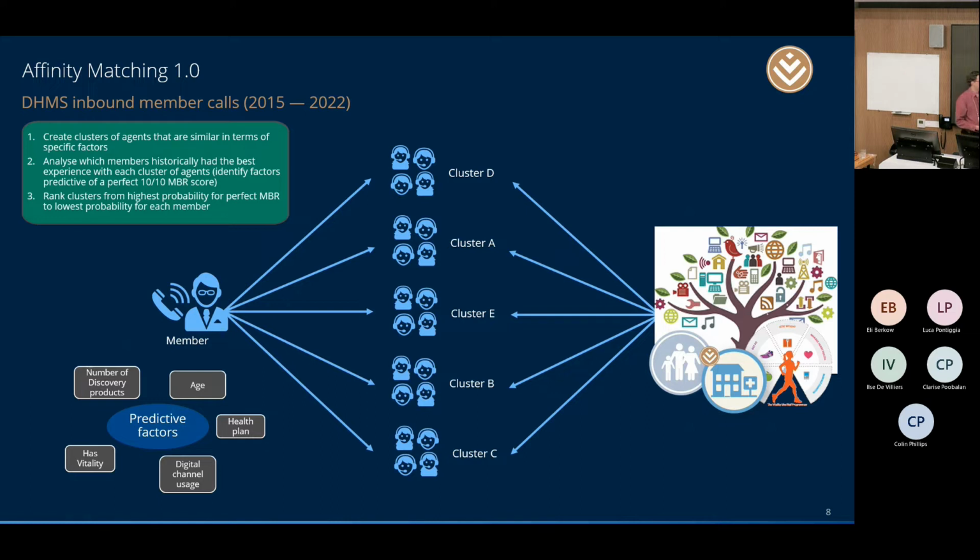And then ultimately you get a ranking of these clusters for every member. So when this member here would phone in, let's say the ranking is from top to bottom, we would first consider cluster D and try and assign an agent from cluster D if he or she is available and of the right skill. So importantly, when you phone in, you have a particular kind of query, and there's a dedicated pool of agents to deal with this kind of query. So obviously we can only assign agents trained for that particular query. So that's the premise of what we would call affinity matching 1.0.